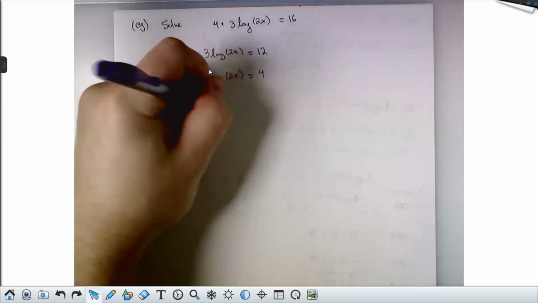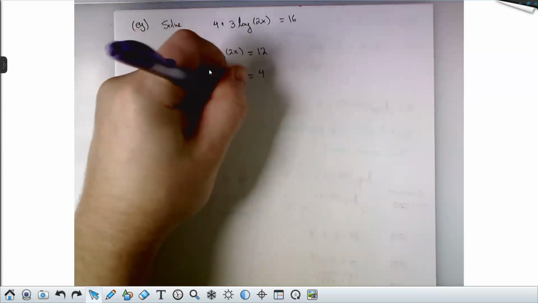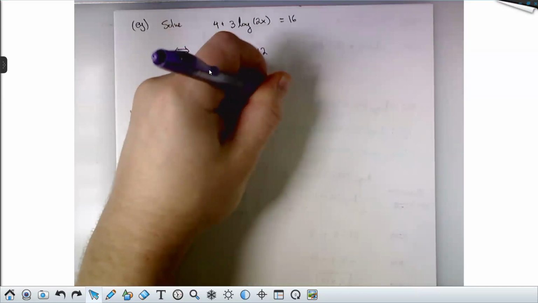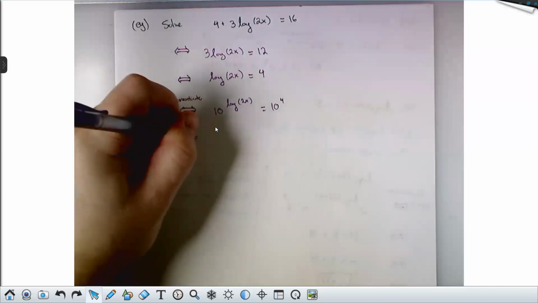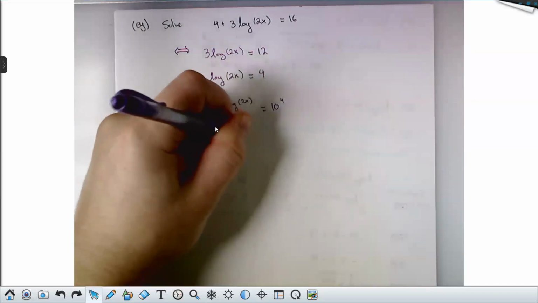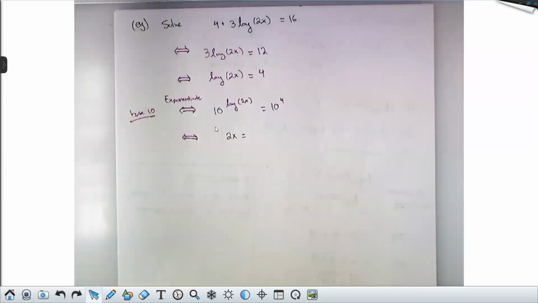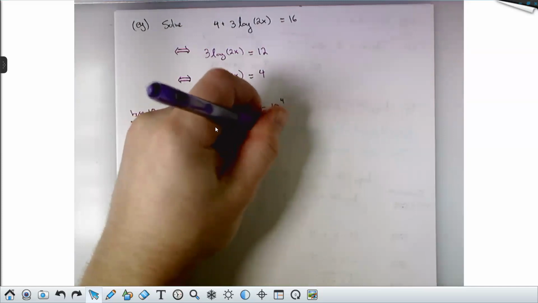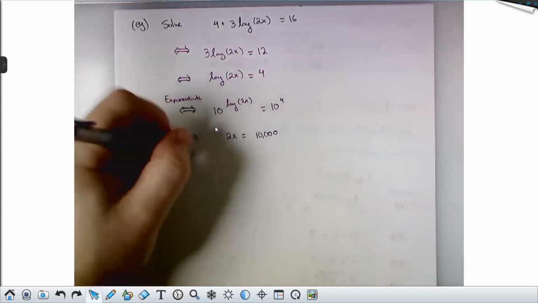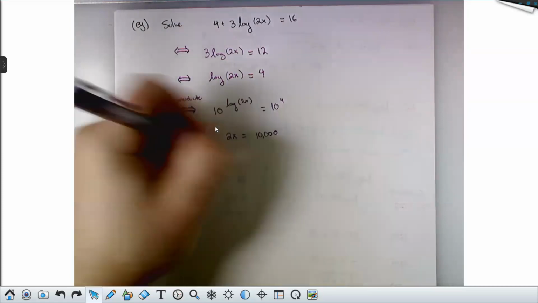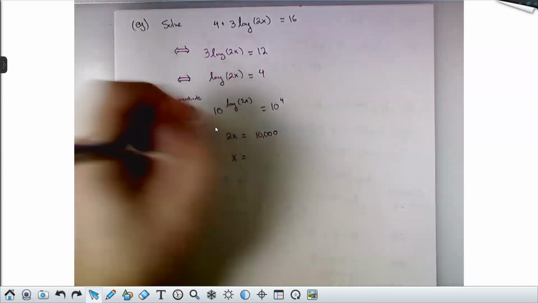And he's right. So we'll get 10 raised to the log of 2x equals 10 to the 4. We put both sides in the exponent of 10. And the magic, of course, is from that property of logarithms, this left-hand side is going to simplify to just the inside here, 2x. So I get 2x equals 10 to the 4, which is 10,000. A 1 with 4 zeros. And then we solve the resulting equation. So x would be 10,000 divided by 2, which is 5,000.